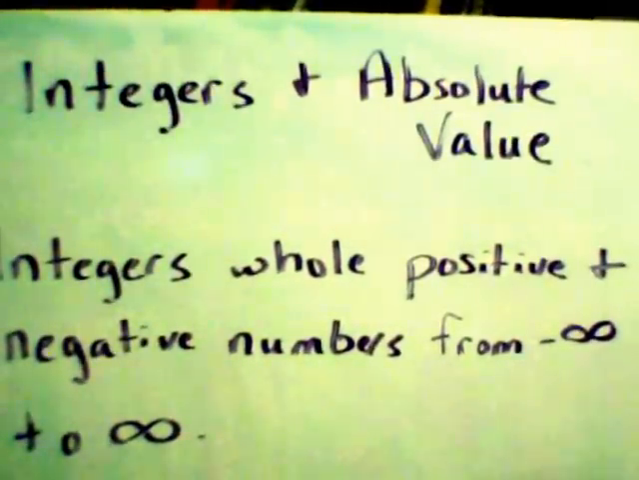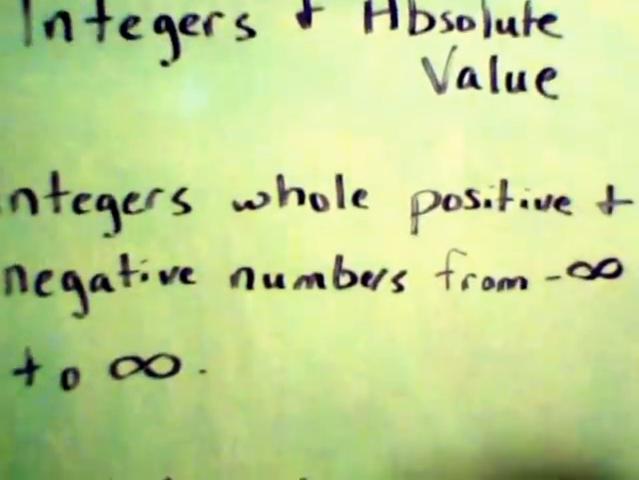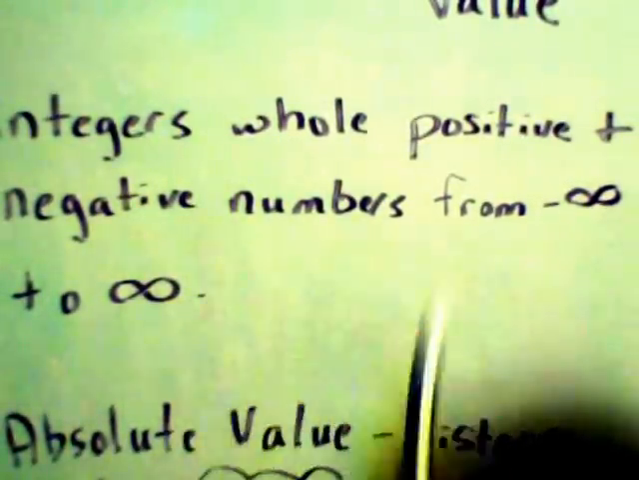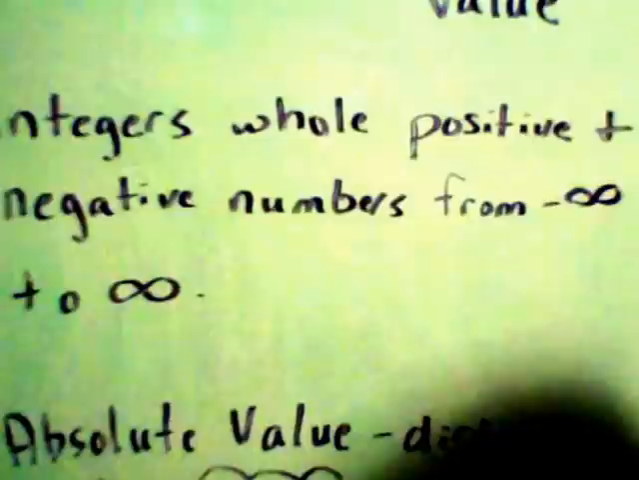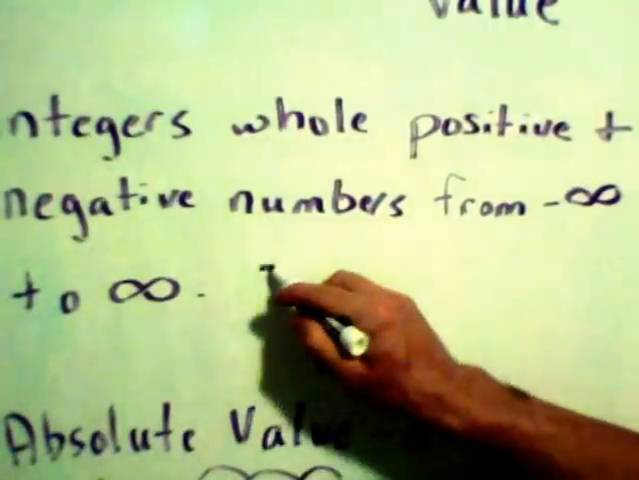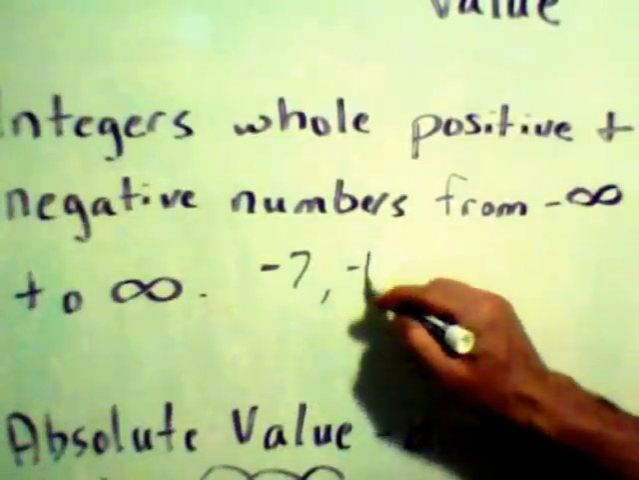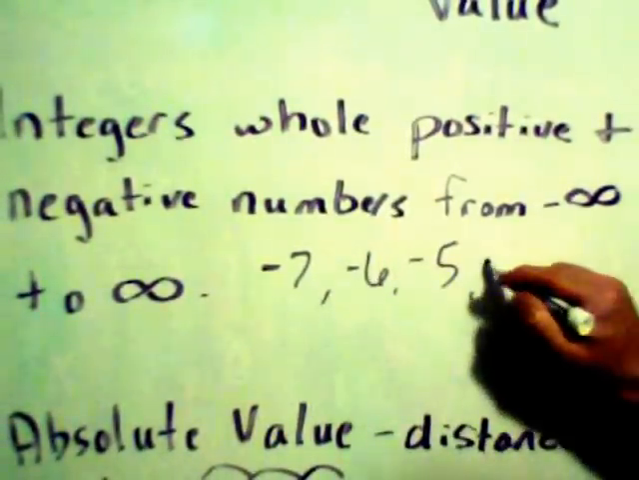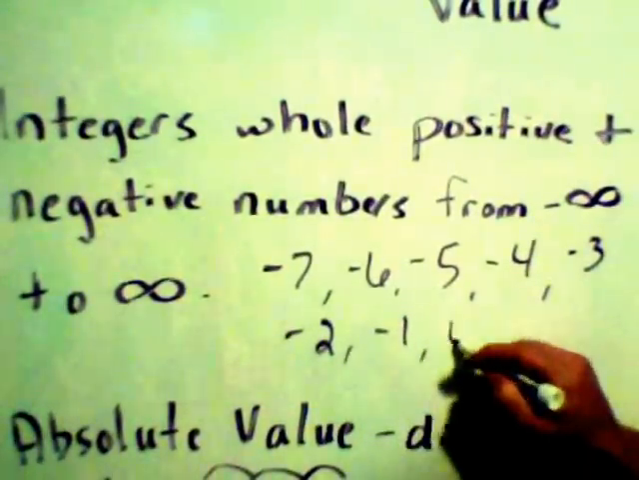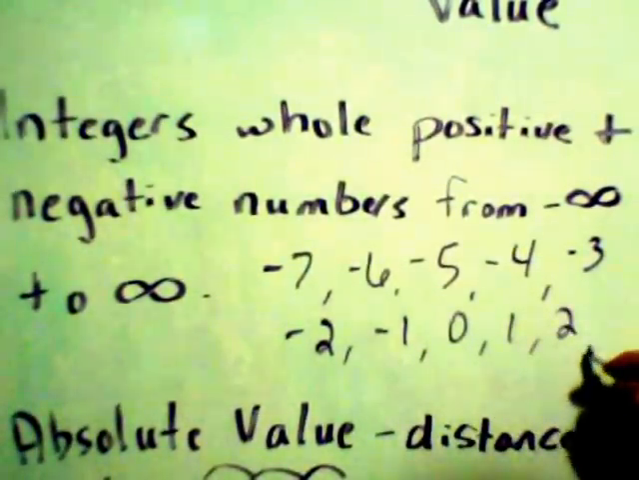And if you remember, integers are just the whole positive and negative numbers from negative infinity all the way to infinity. So basically, as far as you can count on the right hand side of the number line, to the negative end, as far as you can count on the left hand of the number line. So any number that is a whole counting number can go all the way from -7 all the way up until you can't count any further. And they go in both directions.